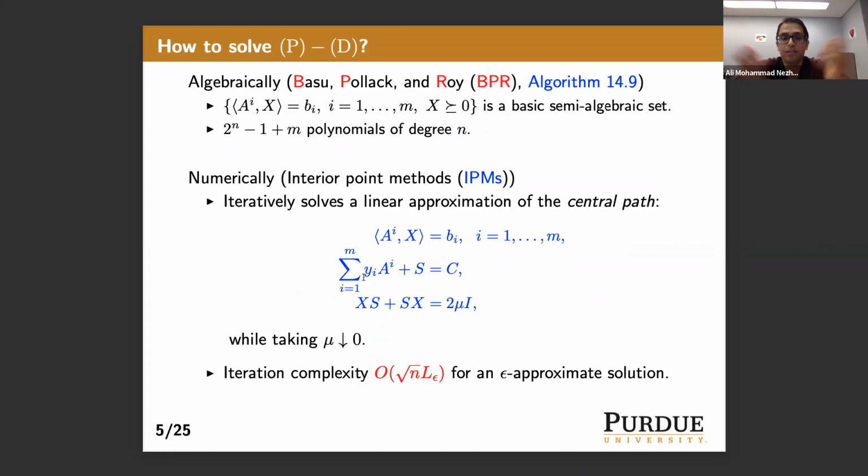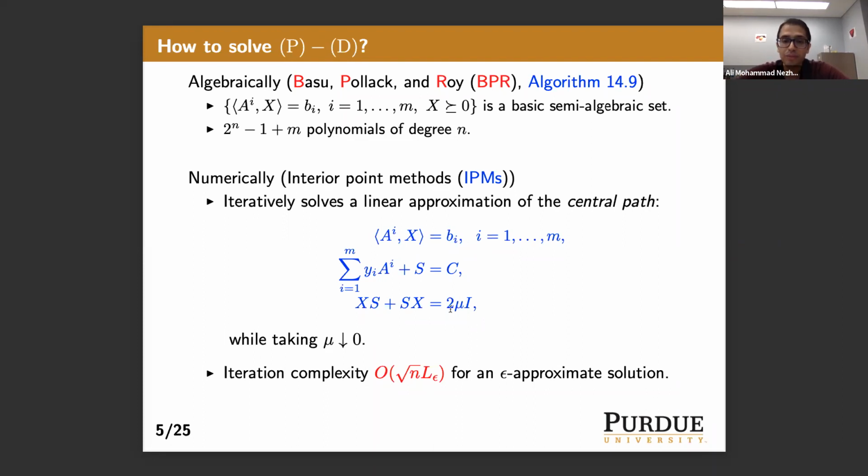One obvious option is to solve it algebraically. We already have quantifier elimination. If we represent everything in terms of equations, or in terms of a first order formula, that can be solved using quantifier elimination. But obviously we have an exponential number of polynomials of degree n. So that doesn't seem to work. On the other hand, the other well-known option is the interior point methods. The interior point methods work on the basis of the central path. I come back to the central path in the next section.